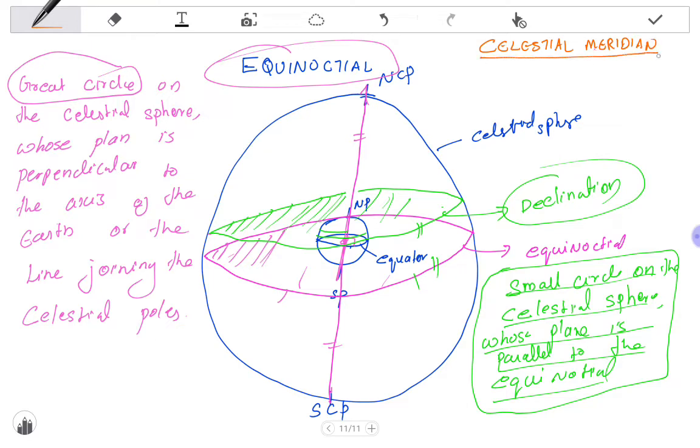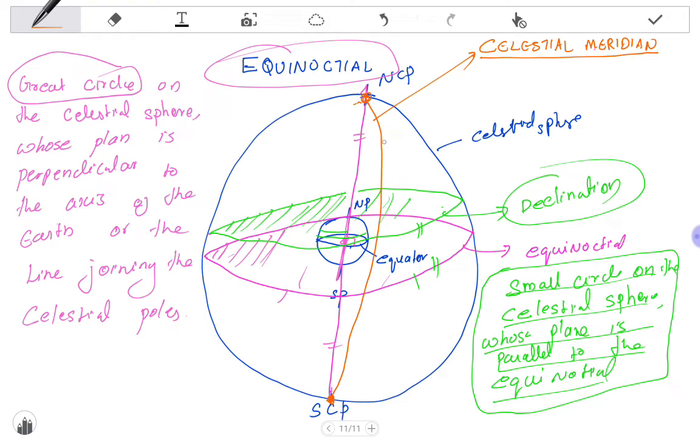Okay, what is a celestial meridian? So this is our north celestial pole, and this is our south celestial pole. The line joining the north and south celestial pole is called the celestial meridian. These lines are similar to the Earth's longitude. The projection of the longitude on the celestial sphere is called the celestial meridian.